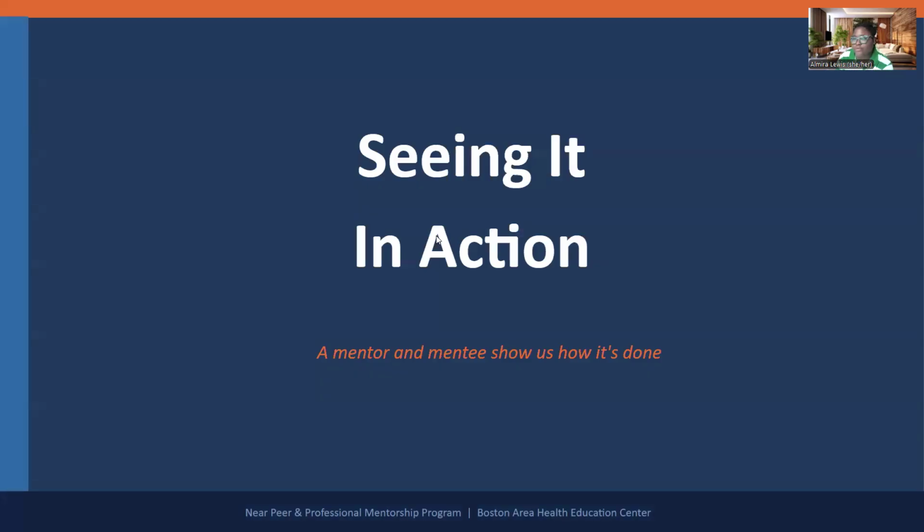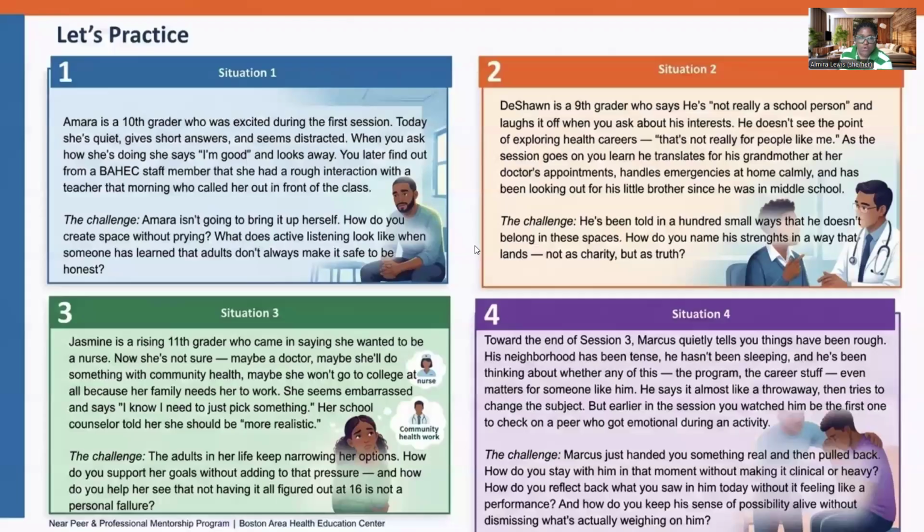So now we're going to walk through some scenarios, and I'm going to give you guys a chance to reflect. So, situation one. Amara is a 10th grader who was excited during the first session, and I want you to pause. I want you to actually pause this part of the presentation, go through each situation, read each situation out yourself, think about how you would use the three skills of PUID that I called out in that particular situation, and then press play and continue. So I'm going to just read each situation.